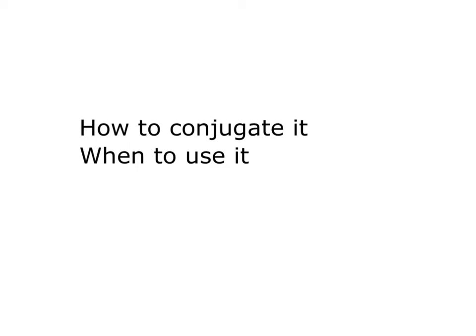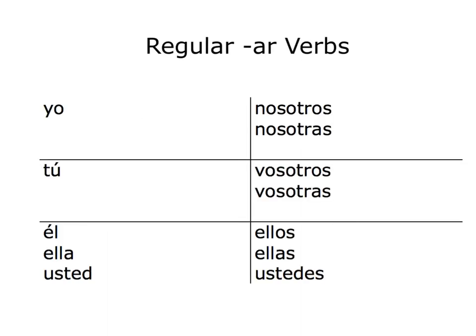In this video, I'll show you how to conjugate the imperfect tense, and we'll talk a little bit about when to use it. It has lots of uses, but we're going to start with some basic ones for now. Let's start with regular AR verbs, something like maybe bailar. We'll start by taking our infinitive, removing the infinitive marker at the end, and then we'll add our endings.